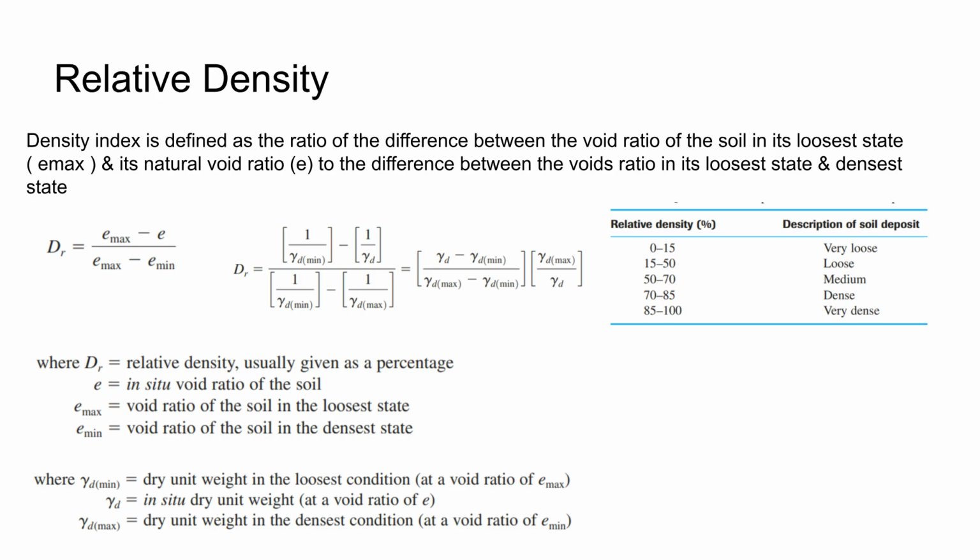Relative density, or density index, is a measure of the compactness of a soil deposit. It is defined as the ratio of the difference between the void ratio in the loosest state and the natural void ratio to the difference between the loosest and densest states. Relative density helps describe the soil deposit, ranging from very loose to very dense.